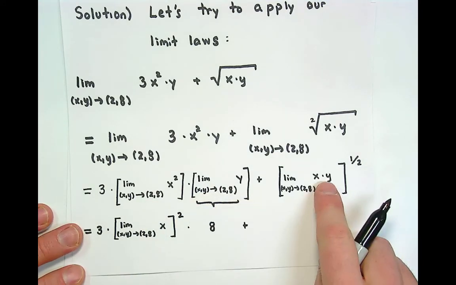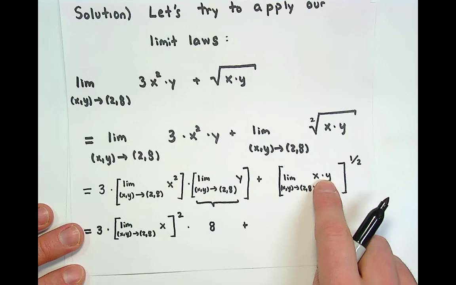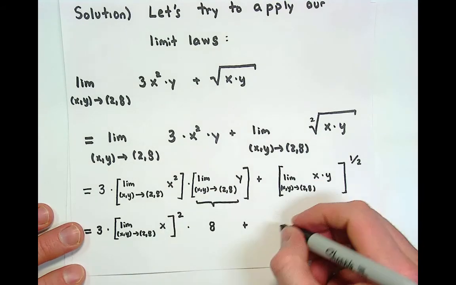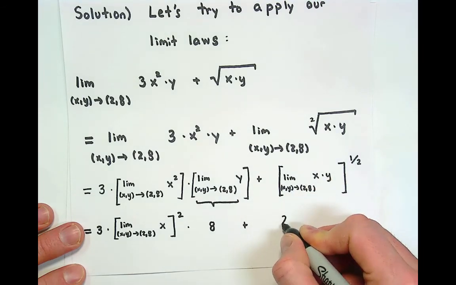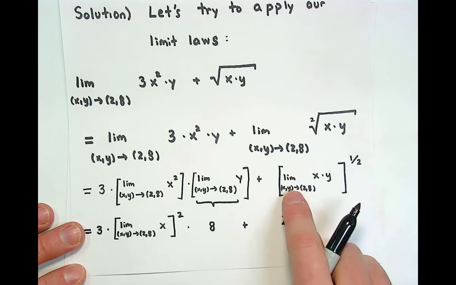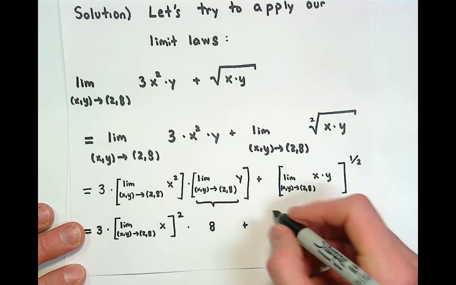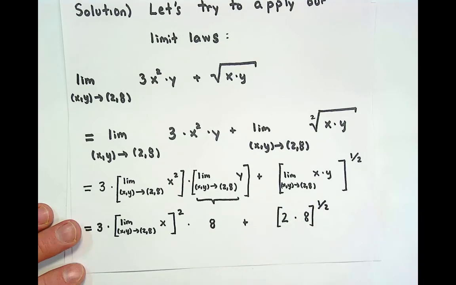And then I could write each of these separately because this is another product rule of limits, where I take the limit as (x, y) approaches (2, 8) of x, and then I multiply that by the limit as (x, y) approaches (2, 8) of y. That's what we did over here. I'm going to go ahead and skip that step and then just say that the limit as (x, y) approaches (2, 8) of x is going to be 2. The limit as (x, y) approaches (2, 8) of y is going to be 8. And of course, I've already made sure to track the fact that I need to raise that to the 1/2.